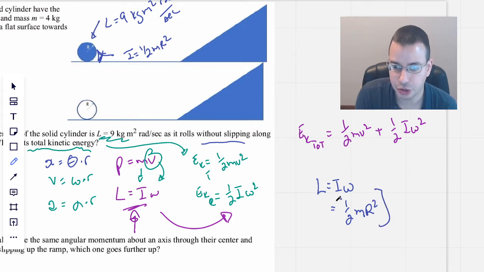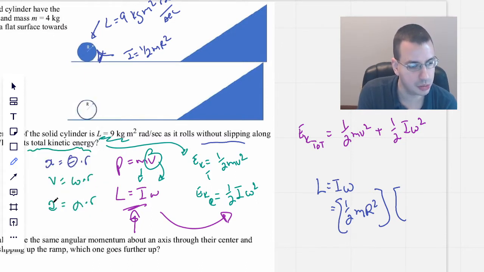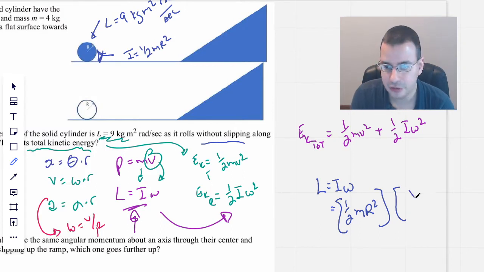And now, since it was rolling without slipping, we can convert this omega into the linear. So, coming down here, omega equals v over r. Then we have just normal v, v over r.